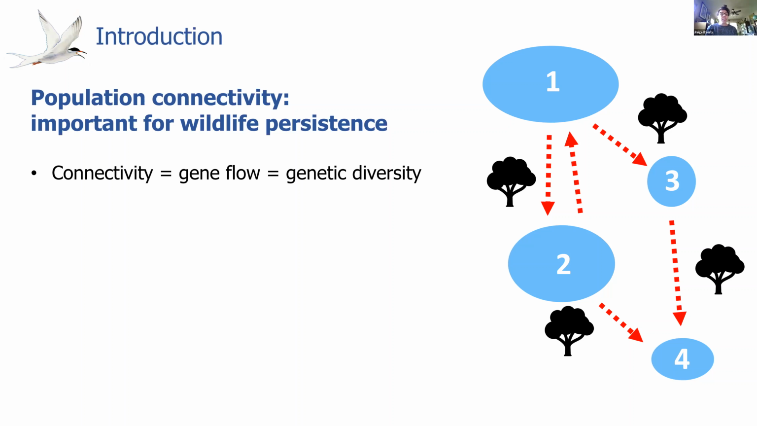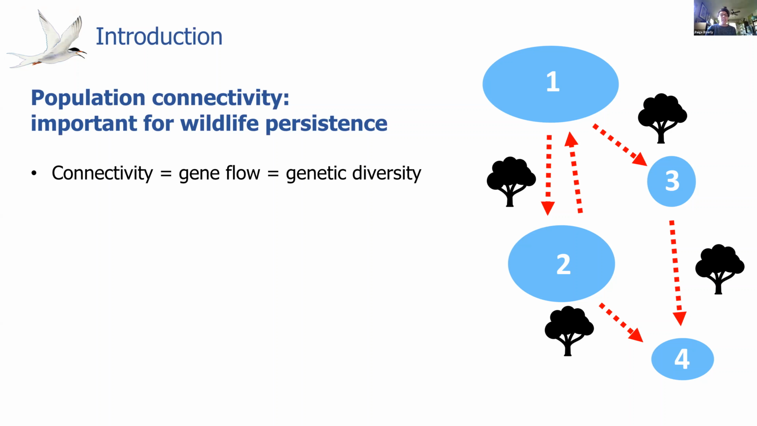Connectivity among populations is very important for the persistence of wildlife populations and the persistence of species. That's because connectivity among populations is important for promoting gene flow between those populations. And gene flow is necessary for promoting adequate levels of genetic diversity within populations. That genetic diversity is very important for promoting the evolutionary potential of populations, so their ability to adapt, to respond to changing conditions with habitat or with climate change, etc.